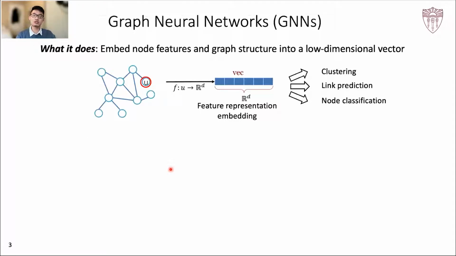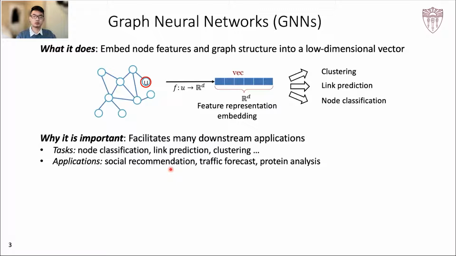So first, what does a graph neural network do? A graph neural network can embed node features and graph structures into a low-dimensional vector, or what we call node embeddings. The reason why this is useful is that with these node embeddings, we can facilitate many downstream applications to do node classification, link prediction, and clustering. These tasks are usually used in social recommendation systems, traffic forecasting, and protein analysis.